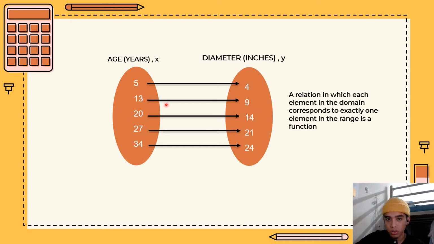So this is the relation that connects the domain and the range. A relation in which each element in the domain corresponds to exactly one element in the range is a function.